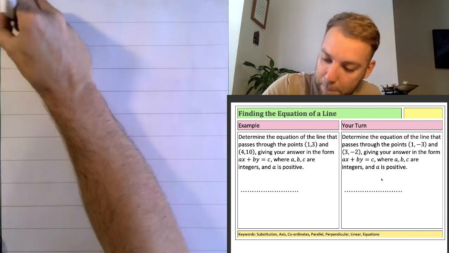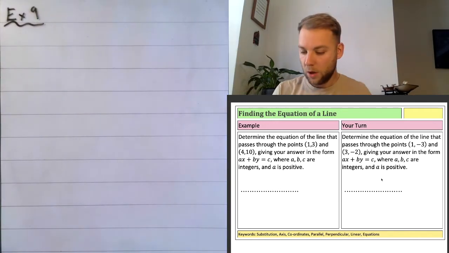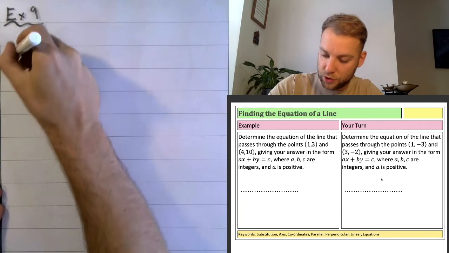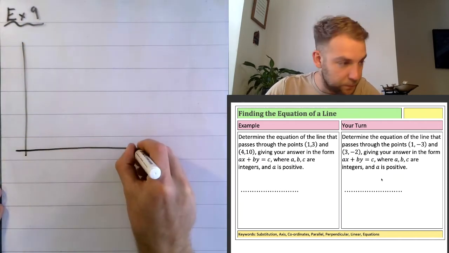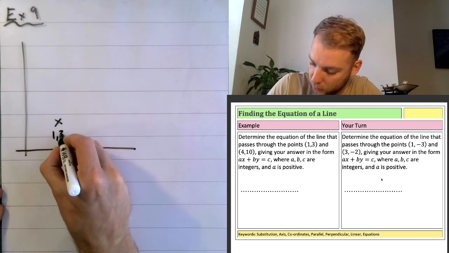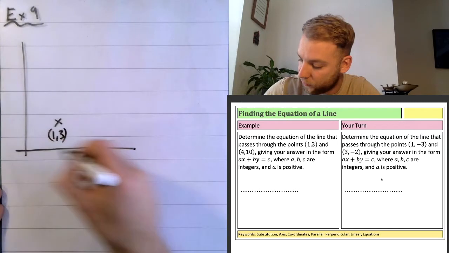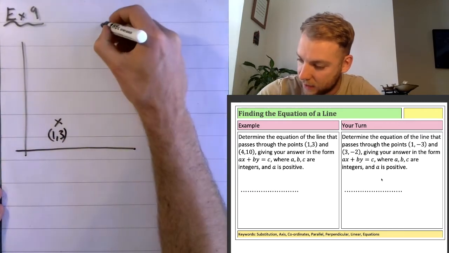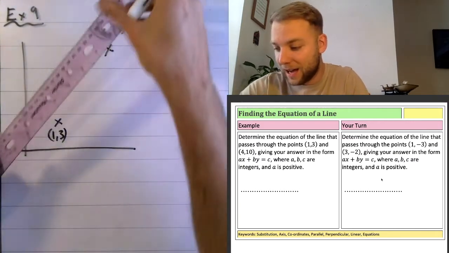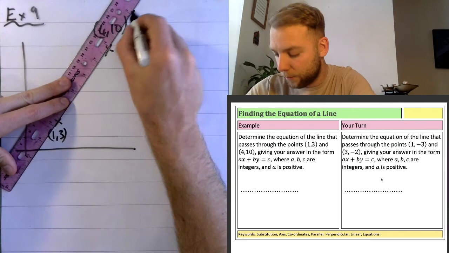Okay, so this one here is example 9. Brilliant. So let's draw this out. Now they're all in the positive quadrant, so I can just draw this top one like so. (1, 3) is going to be there, and then (4, 10), so 4 across, 10 up, is going to be over here. Remember, we're finding the gradient of the line, which is going to be this one, like so.